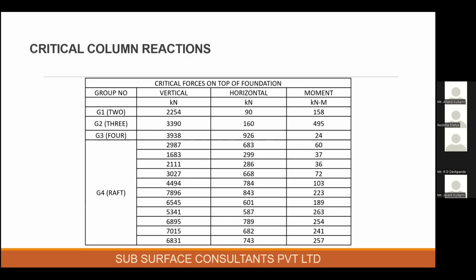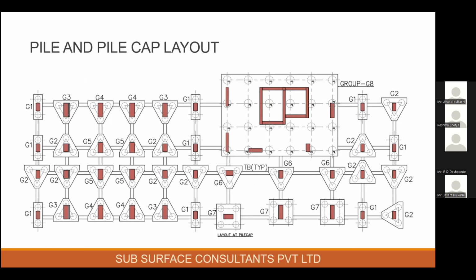You can see here that the vertical loads have been grouped into 2 piles, 3 piles, 4 piles, and raft. For 2 piles the loads are 2251. For 3 piles they are 3391, and for 4 piles it is around 4000. And G4, which is a lift area, also has columns very nearby, and there's a concentration of loads there. So the pile layout has been fixed according to that.